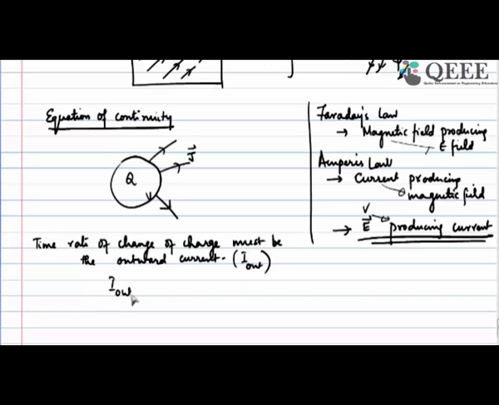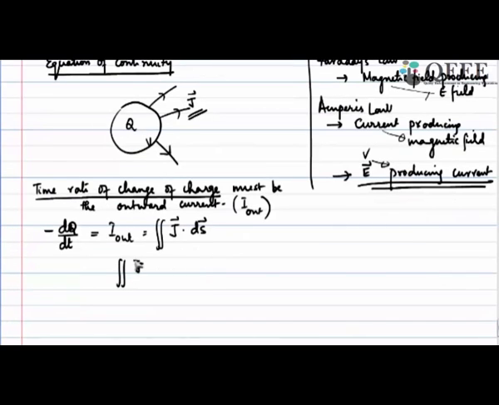I out, if J is the current density, current is surface integral J dot ds, and that should be equal to the time rate of change of charge. Time rate of change of charge is nothing but dq by dt, and since the charges are flowing out, I put a negative dq by dt. So I have this relation, surface integral J dot ds is minus dq by dt.